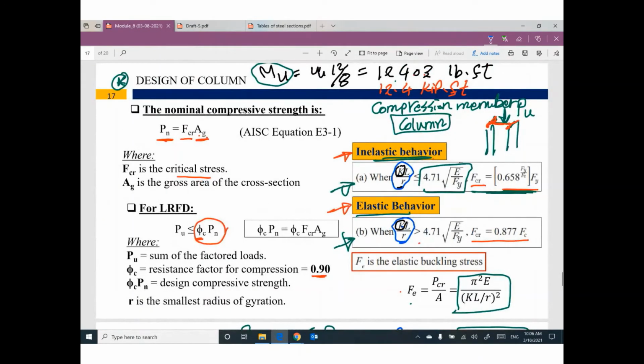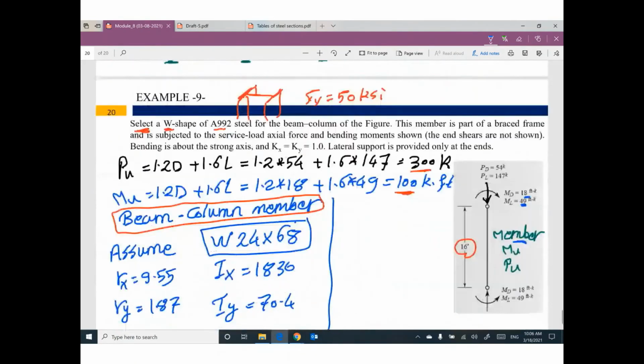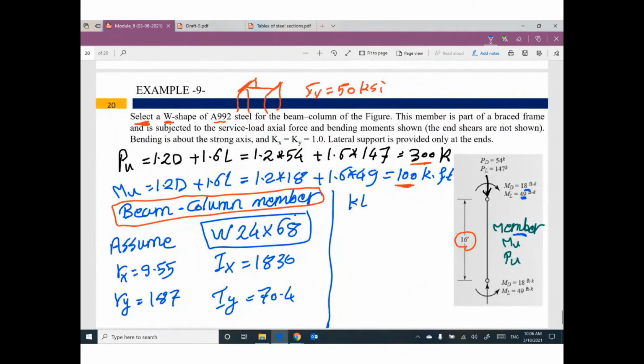Assume we have a column. So I need to check KL divide r. What is the value? KL divide r, K for X and Y are equal 1, times L 16 feet. I will multiply it by 12. Divide r. Which r am I going to use? I'm going to use the smallest one, 1.87. So the value right now is 102.7.